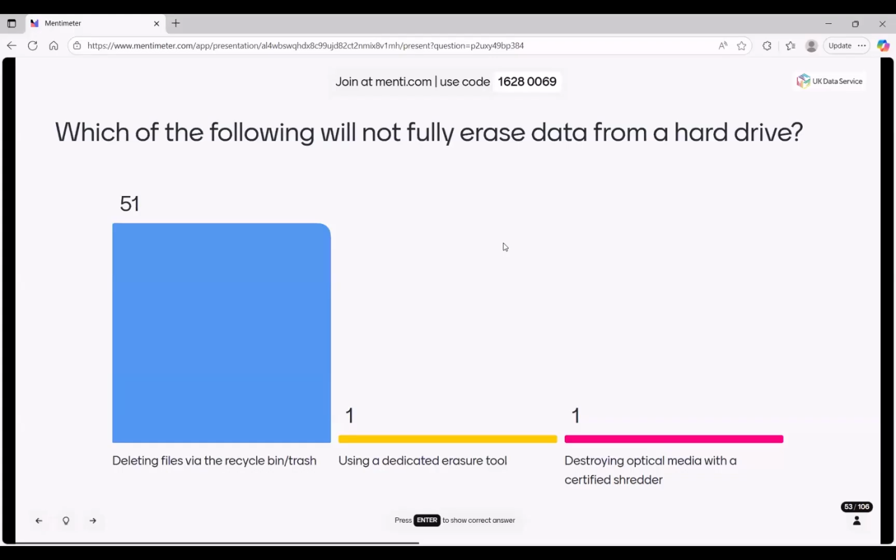So to fully erase data, you should need some methods like disk wiping tools that I have just mentioned, or physical destruction of the drive or encryption. So yeah, deleting files through the recycle bin only makes them invisible for normal use, but they are not gone permanently. So yeah, that is the right answer.